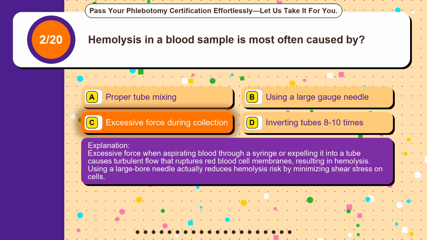Excessive force when aspirating blood through a syringe or expelling it into a tube causes turbulent flow that ruptures red blood cell membranes, resulting in hemolysis. Using a large bore needle actually reduces hemolysis risk by minimizing shear stress on cells.